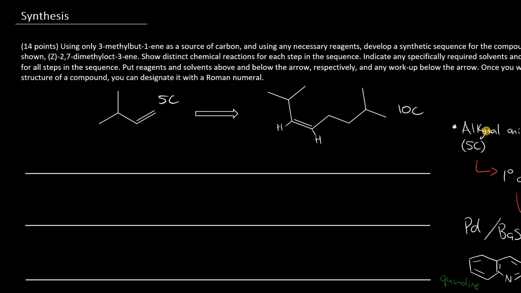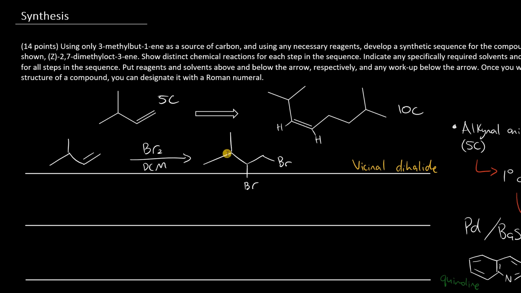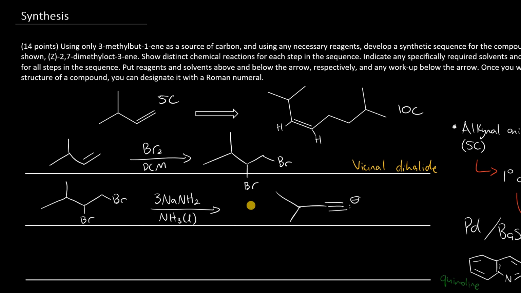So let's start with the synthesis of the alkynyl anion. So I draw out 3-methylbutene, and I halogenate with Br2 in dichloromethane. That's to form this compound here, which is the substrate for double elimination. And to carry out the double elimination, we can introduce 3 moles of sodium amide base dissolved in liquid ammonia, and we should form the 5-carbon alkynyl anion. Again, note that the bond angle here is 180 degrees, so we have to draw it like this.